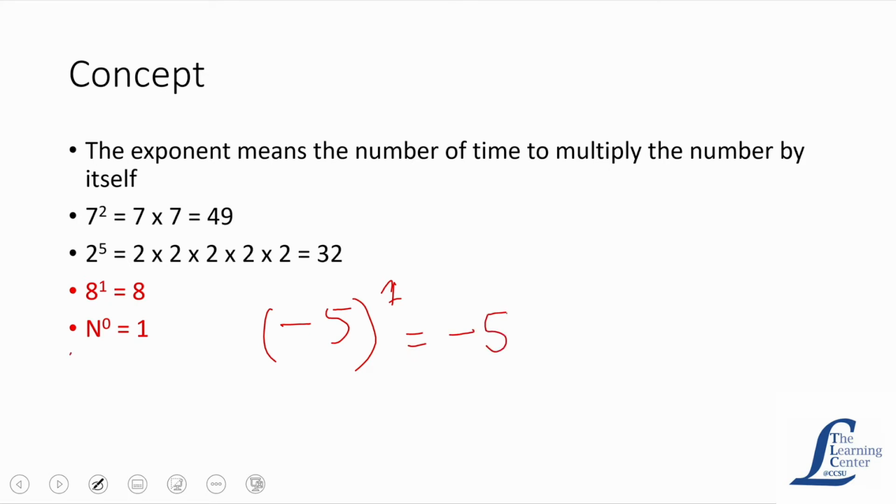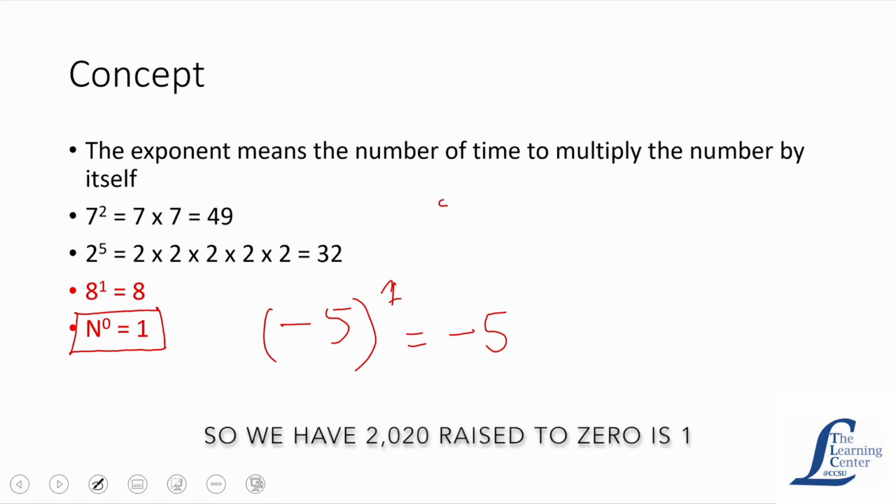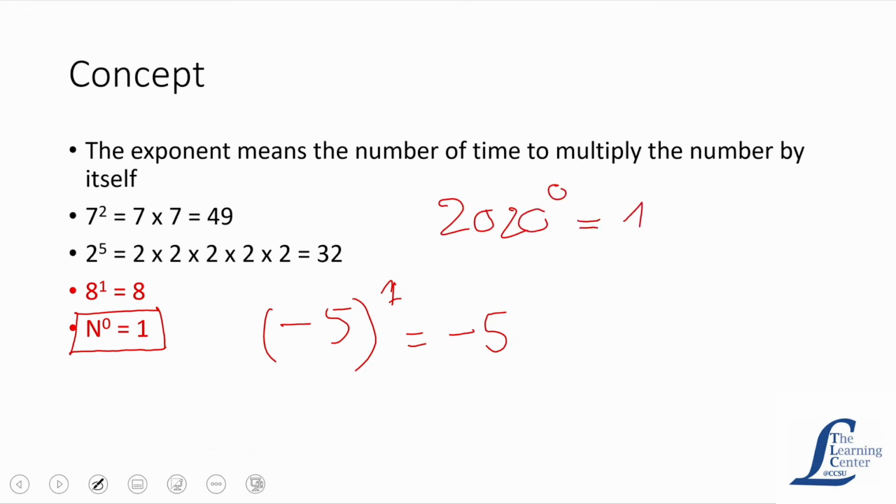And the second case is any number raised to 0 is going to be 1, regardless of what number. So we have 2020 raised to 0 is going to be 1. -2 raised to 0 is going to be 1.